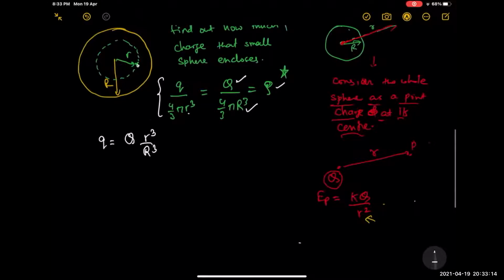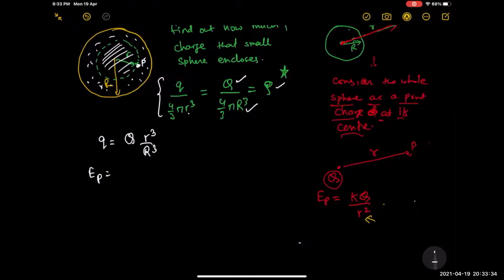Now, what is the electric field at this point? The electric field at this point will be very simply K into, you will consider this enclosed charge to be at the center of the sphere. And the outside charge won't matter. I will tell you why later. The dotted charge, the outside charge, does not matter.